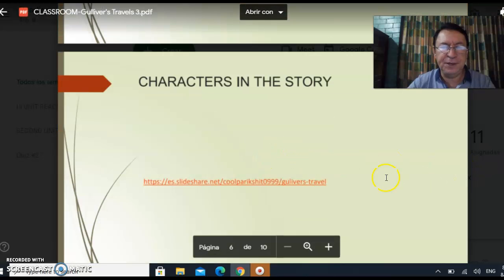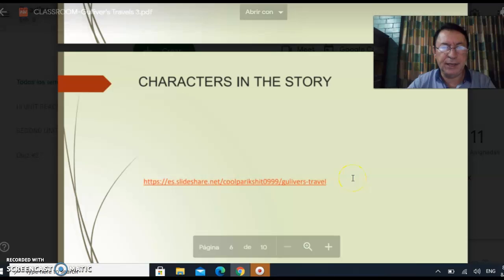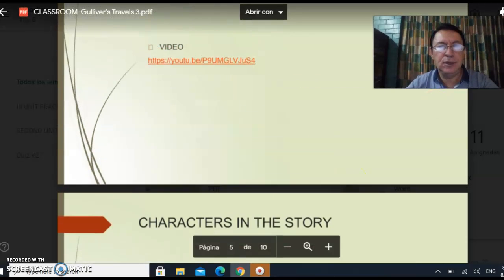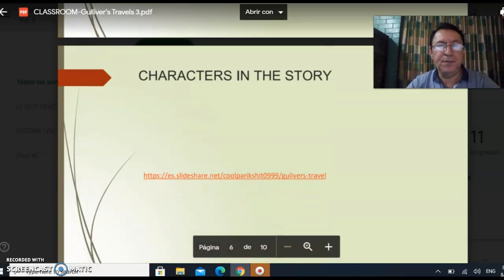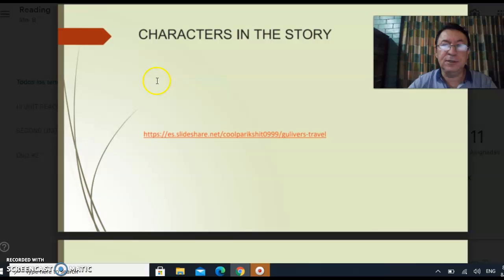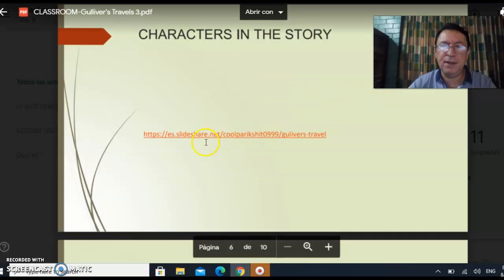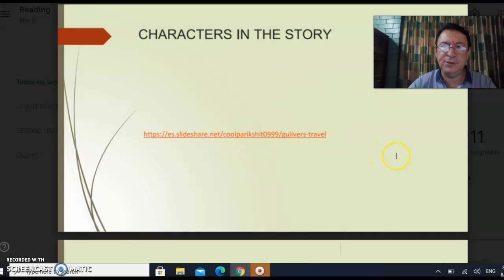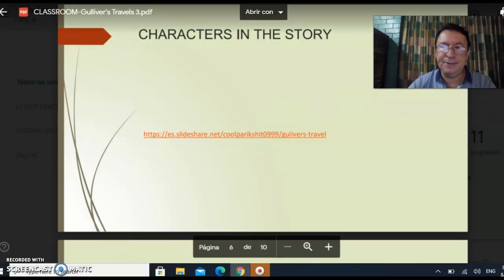Then, when you finish, I want you to draw all the characters in the story. You have to start with the main character, draw the main character and his name. Then the secondary characters with their names. Here the activity is drawing all the characters.